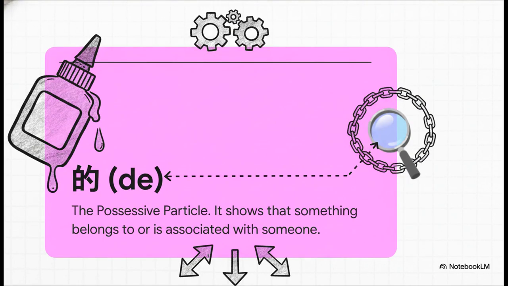Okay, so let's get right into the mechanics. The key to all of this is just a single character, 的, and it's pronounced de. I want you to think of this as the grammatical glue of Mandarin. It's what sticks the owner to the thing that is owned. And when I say it's common, I really mean it. You are going to see this character constantly, so making it second nature is our main goal today.